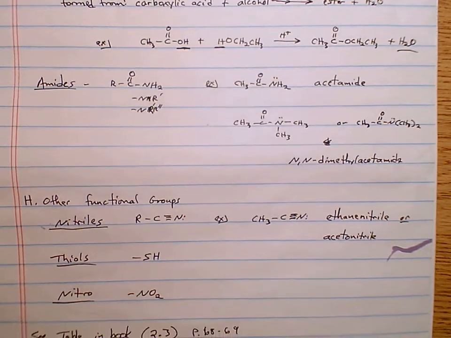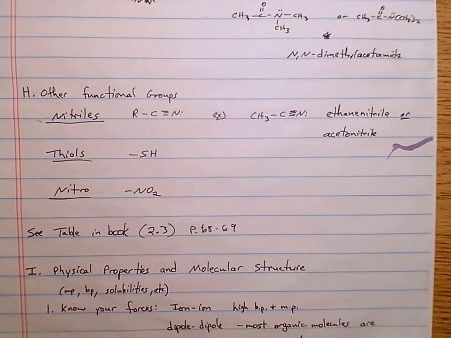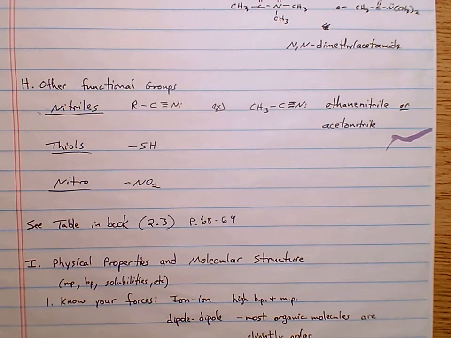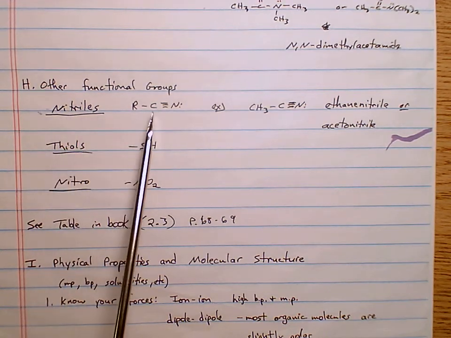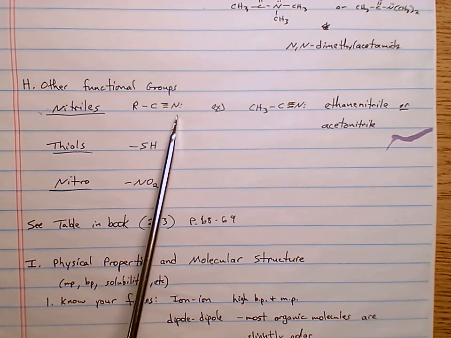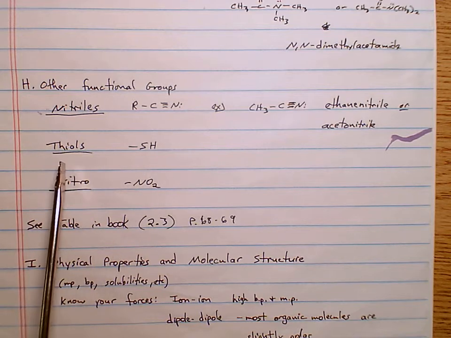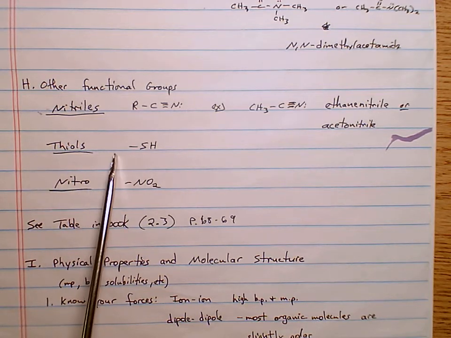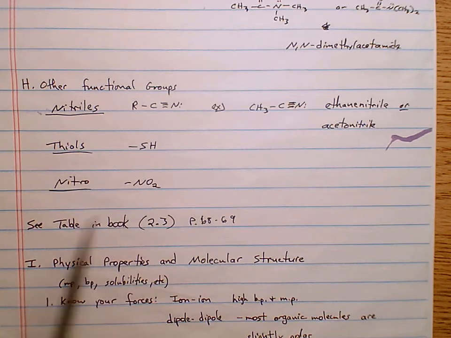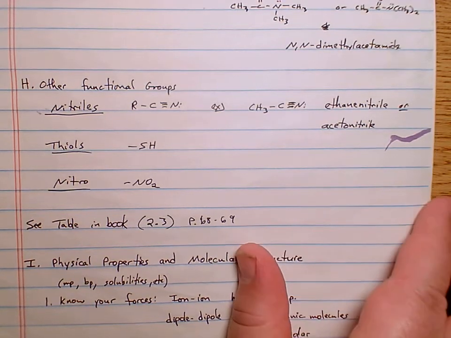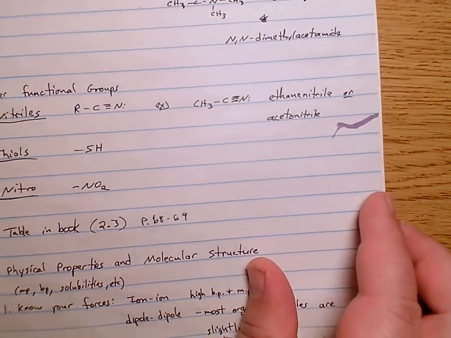All right. There are some other functional groups that we don't worry about too much, especially not till next semester. Next semester, we'll worry about nitriles, where you have C triple bond N. RC triple bond N is a nitrile. Thiols, carbon bonded to an SH. Nitro groups, carbon bonded to an NO2. Those are other functional groups we'll deal a lot more with in the next semester of Organic 2.